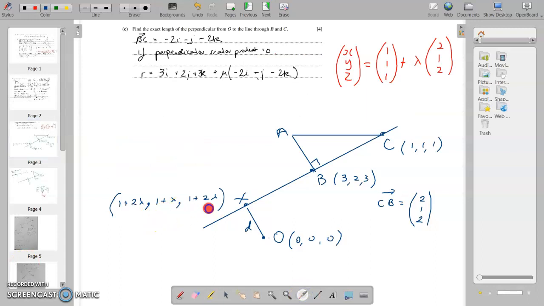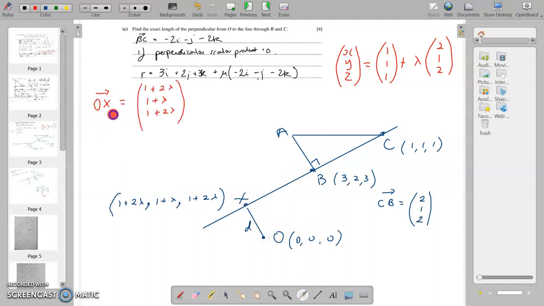So how are we going to work out what lambda is? Well, look, this is 90 degrees. We know what this direction vector is. Well, this direction vector is CB, which is 2, 1, 2. So if we work out the scalar product of this direction vector and that direction vector, it will be 0. Now we don't know this direction vector, but we know what it is in terms of lambda, don't we? Because the coordinate of X in terms of lambda is this, and the coordinate of O is 0, 0, 0. So we can work out the vector OX in terms of lambda.